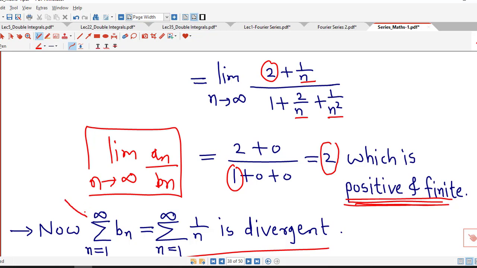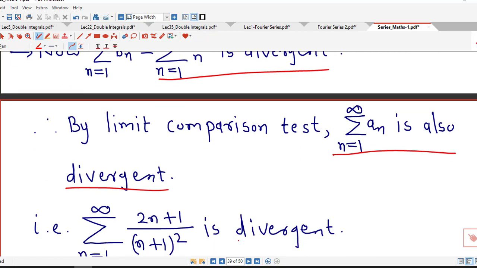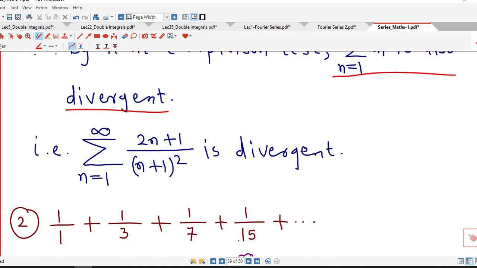So here sigma bn is divergent, therefore sigma an is also divergent by limit comparison test. We consider the second series. It is 1 plus 1 by 3 plus 1 by 7 plus 1 by 15 and so on. So we can write this in sigma notation as, we can observe that if we consider 1 over 2 raised to n minus 1, then we will obtain all these terms.